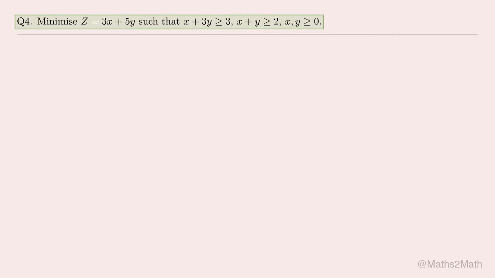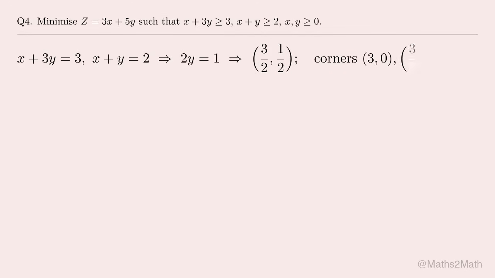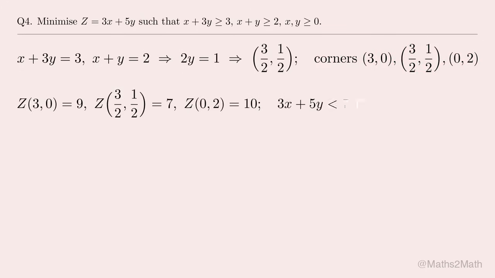Question 4. Greater than constraints, an unbounded region. The corner point values still decide. After an unboundedness check, the boundaries cross where subtracting gives 2y equals 1, at (3/2, 1/2). The corners are (3, 0), that point, and (0, 2). Z is 9, 7, and 10 there. The region is unbounded, but the half-plane where 3x plus 5y is below 7 shares no point with it, so the minimum 7 stands.